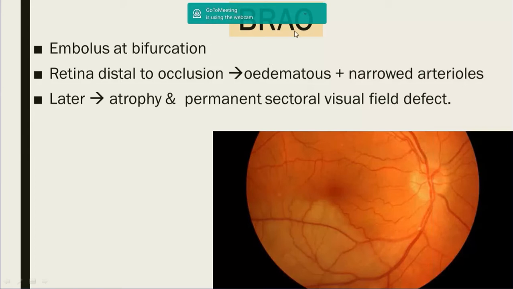So next, moving on to branch retinal artery occlusion. The most common cause for branch retinal artery occlusion is emboli. And the retina, which is distal to the occlusion, will be pale and edematous. And the arteries are narrowed in that area. In later phases or in chronic phases, the retina in that part will be atrophic. Here you can see that there is sectoral pallor. The macula remains unaffected here, and you can see the embolus at the bifurcation.